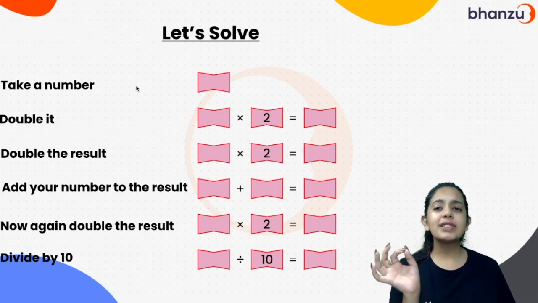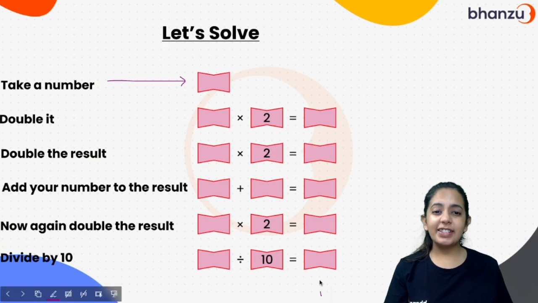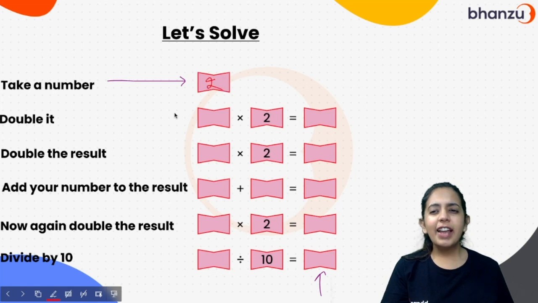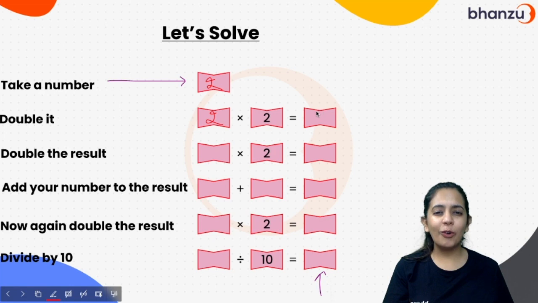So you have to choose a number here. And whatever number you're choosing, you're going to end it with the same number, trust me. You want to try? Okay, let's give it a try. So here, let's take a number. Let's take any number. Let's take 2. Okay. Now double this number. What is the double of 2? 2 times 2. It's 4.